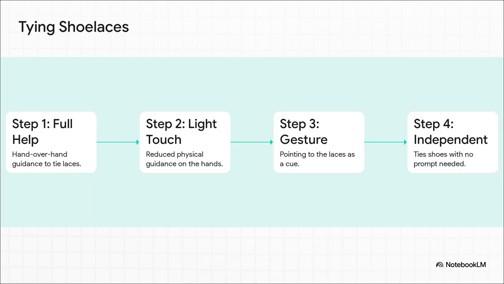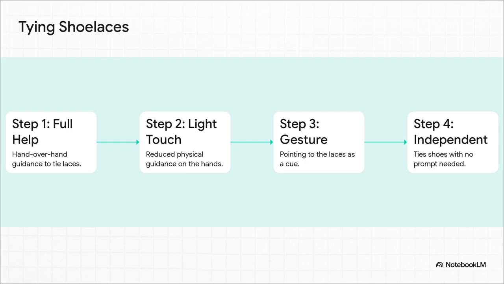Let's use a classic example to make this real. Teaching someone to tie their shoes. You might start with full physical hand-over-hand help. Then, as they start to get it, you fade that to just a light touch on their hands. From there, maybe you just point to the laces. And eventually, the sight of their own untied shoes is the only cue they need. The control has been transferred.